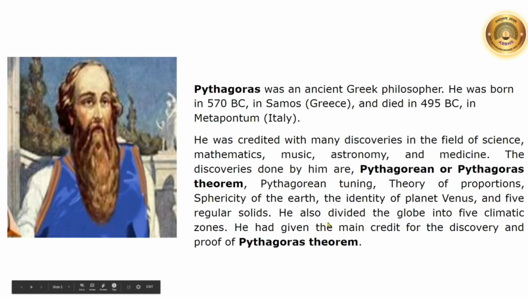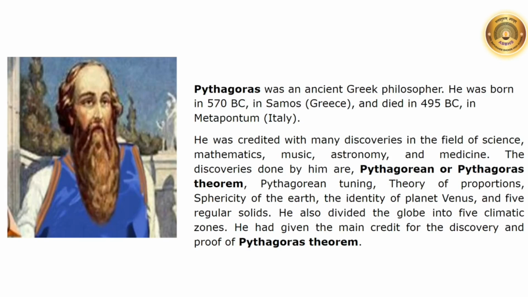He was credited with many discoveries in the field of science, mathematics, music, astronomy, and medicine. The discoveries done by him are the Pythagorean or Pythagoras Theorem, Pythagorean tuning, theory of proportions, sphericity of the Earth, the identity of planet Venus, and 5 regular solids. He also divided the globe into 5 climatic zones.